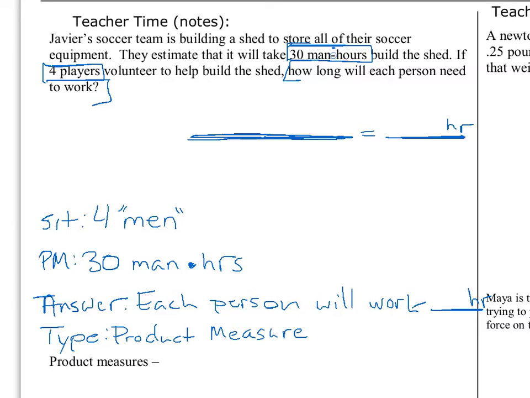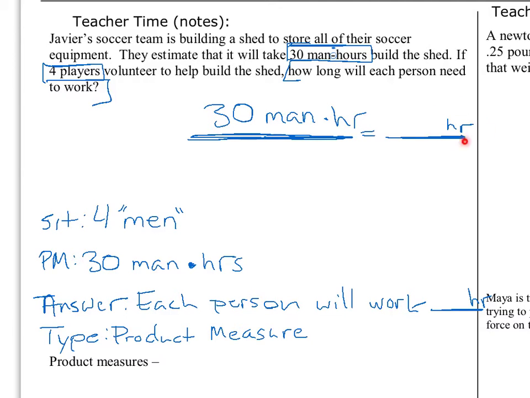Kevin? If you put the 30 divided by 4, 30 man times hours, that gets me my hours on top. That's absolutely what we need. Now the second part of this unit is, once you get your units matched up, now you need to get rid of the extra units.